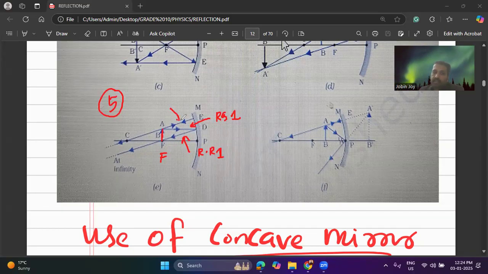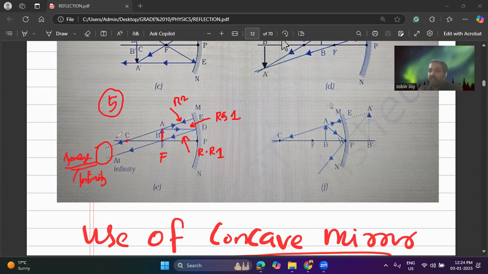And I'm considering ray number 2, passing through the center of curvature. If a light ray is passing through the center of curvature, the reflected ray will also follow the same path. That means we will get the image at infinity. Sorry, not object, image. We will be getting the image at infinity.